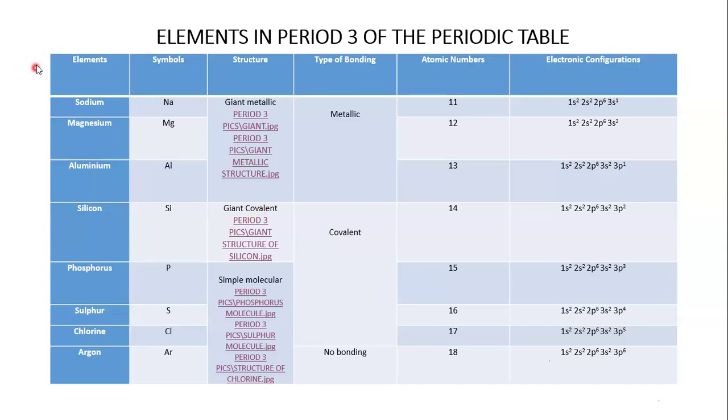All right. Now, if they ask about the nonmetals, that is phosphorus, sulfur, and chlorine, just know the structure is simple molecular, because we can draw the molecular structure. So it is simple to draw simple molecular. And the type of bonding, these nonmetals and the silicon is covalent.